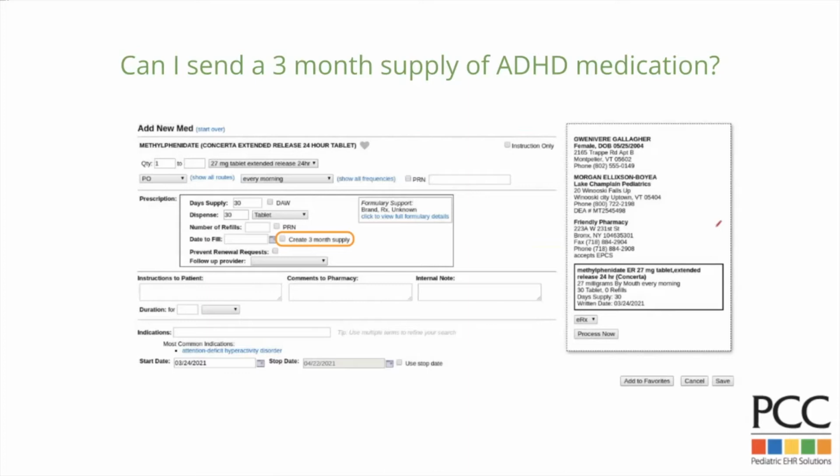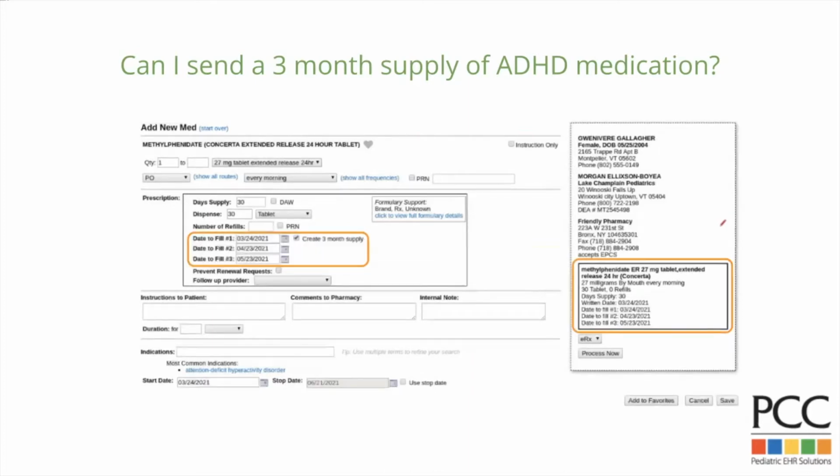You don't have to click this button, but if you are interested in sending the equivalent of 90 days in one prescription, go ahead and click that checkbox. What this will do is expose 3 different dates to fill. It will default to today's date as the starting date, and then 30 and 60 days out from now. You can make adjustments to any one of these dates right here on the screen. So let's say you want the first one to start in a couple days. Go ahead and change that value, and the next 2 will recalculate 30 and 60 days into the future.